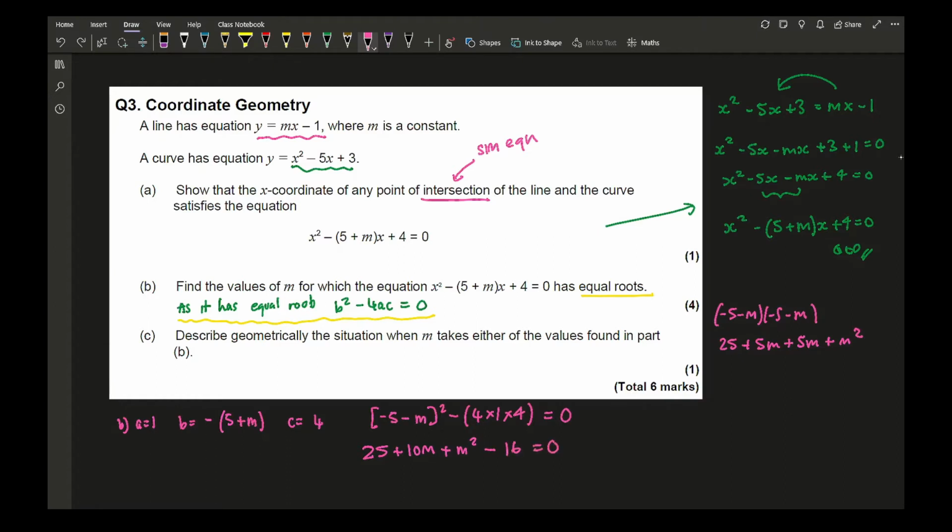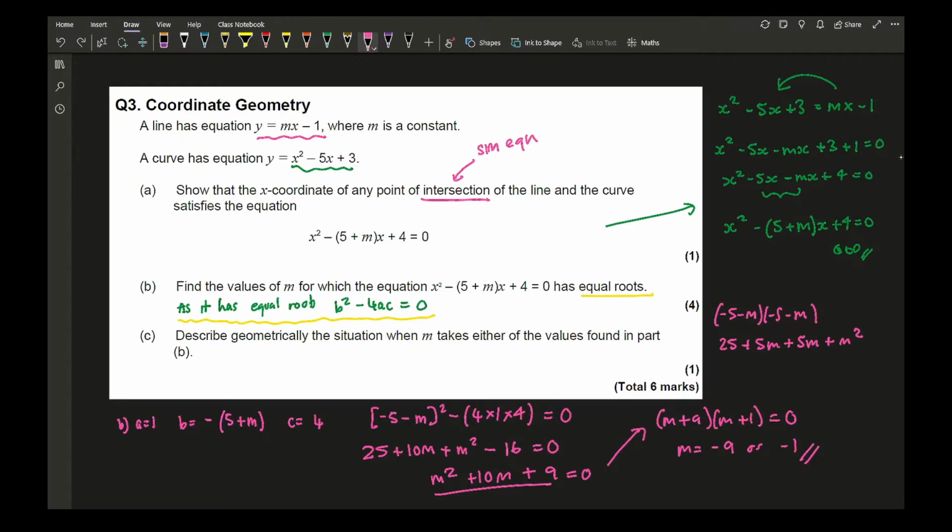So from this, what I can then do is simplify it. So I've got m squared plus 10m plus 9 equals 0. And does this factorize? Yes, it does. So I've got m plus 9, m plus 1, equals 0. So m equals minus 9 or minus 1. Alternatively, what I could do is just plonk it straight into my calculator and it would have given me the solutions, no problems at all.